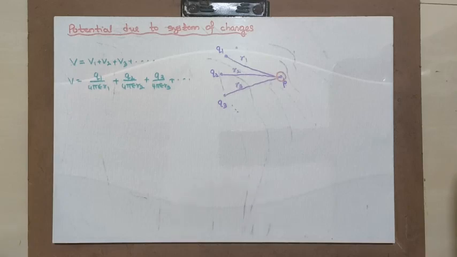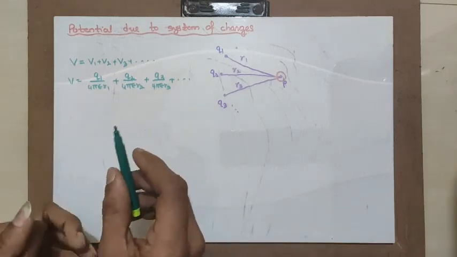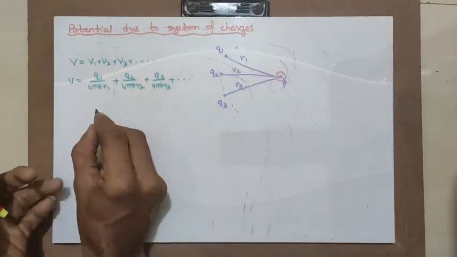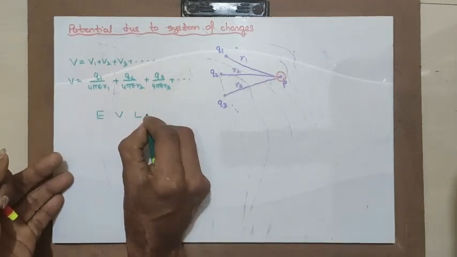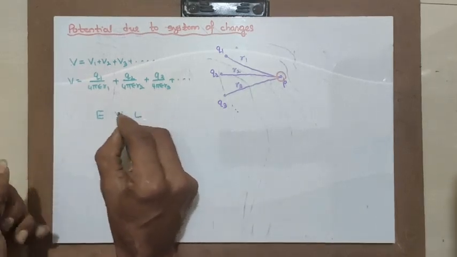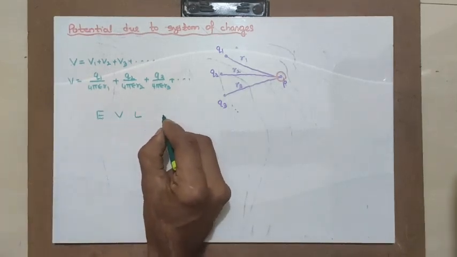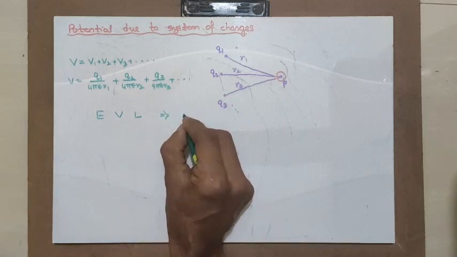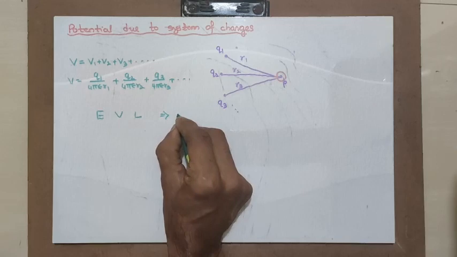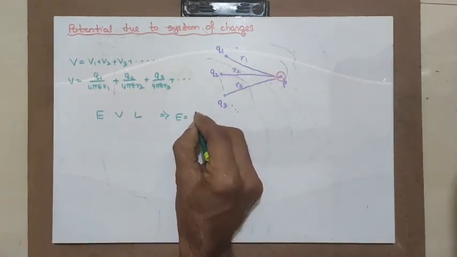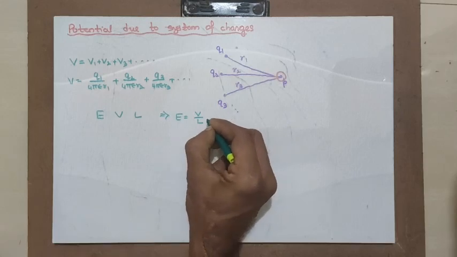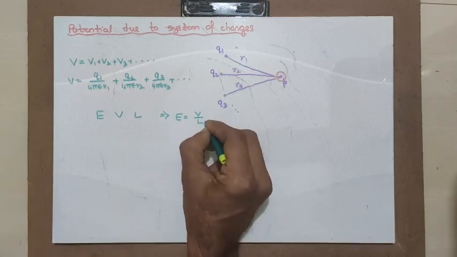Now let us understand some wrap up of whatever I just told. We have understood two things. One is electric field, potential and distance. These three are related with each other. How are they related? They are related in this manner. Electric field, whatever is there, you can give it as V by L. That means field is measured in volts per meter.